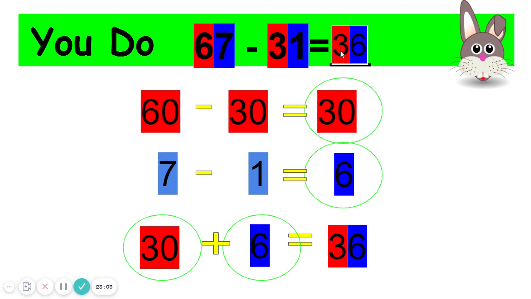So I can take this 36, right? And I can add it back to this 31 that I took away. And I should get the original number, my minuend. So here we go. I start with my tens. 30 plus 30 is 60. 6 plus one more is 7. So 60 plus 7 is 67. Great job today, bunnies.